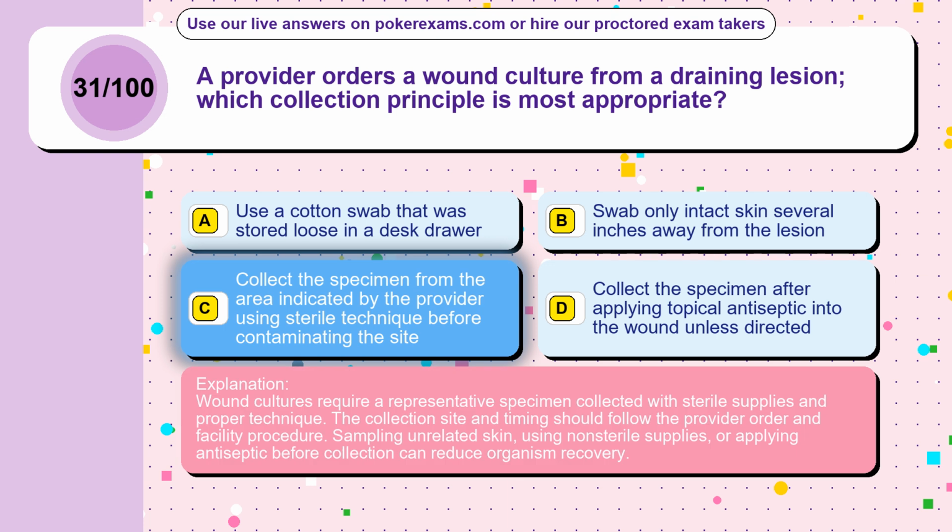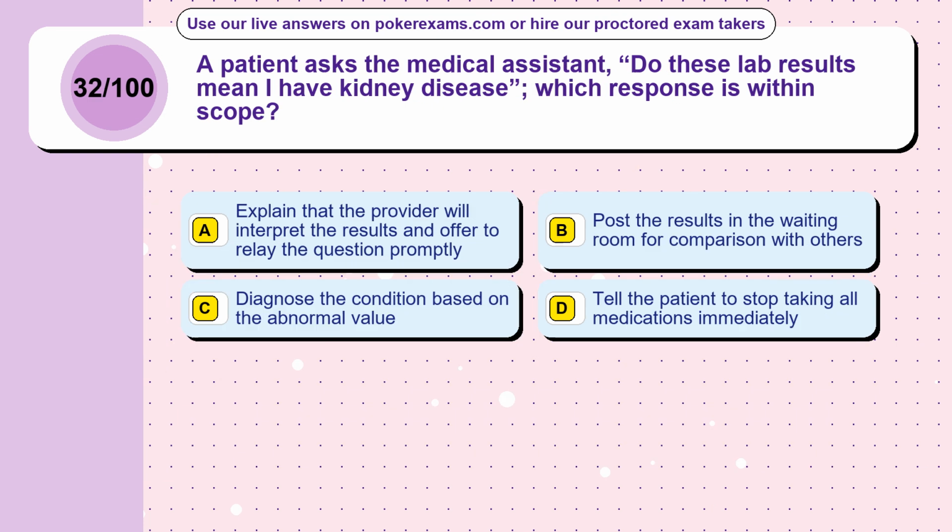Wound cultures require a representative specimen collected with sterile supplies and proper technique. The collection site and timing should follow the provider order and facility procedure. Sampling unrelated skin, using non-sterile supplies, or applying antiseptic before collection can reduce organism recovery. Question 32. A patient asks the medical assistant, "Do these lab results mean I have kidney disease?" Which response is within scope?